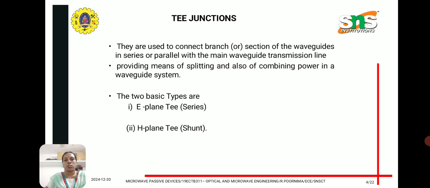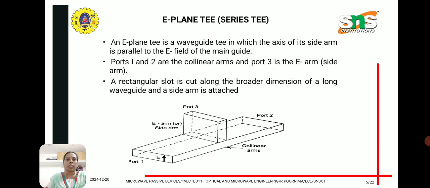There are two basic types: E-plane T, also known as series T, and H-plane T, which is known as shunt T. We can discuss these two types. For E-plane T, in this diagram we have a main waveguide with port 1 and port 2, and a side arm is attached here. It is known as the E-arm, which is port 3. Here the axis of the side arm is parallel to the electric field of the main waveguide, so it is called E-plane T. A rectangular slot is cut along the broader dimension and the third port is attached. It is known as the E-arm.